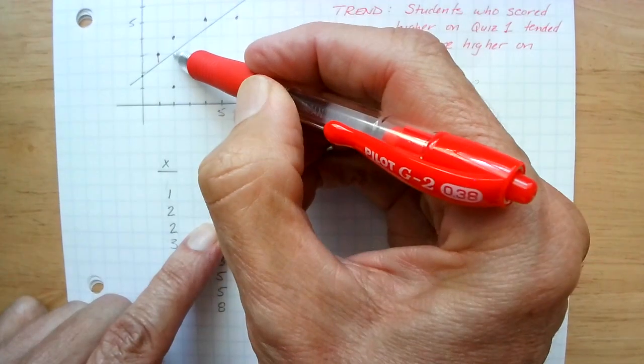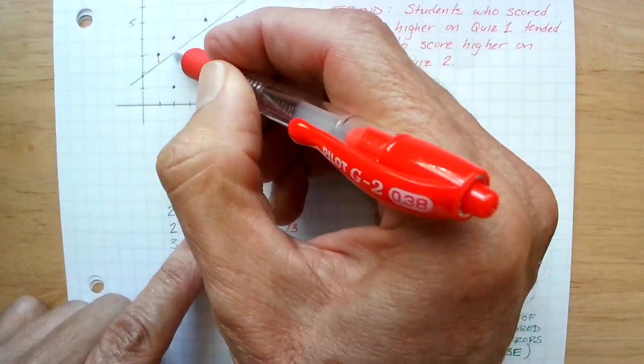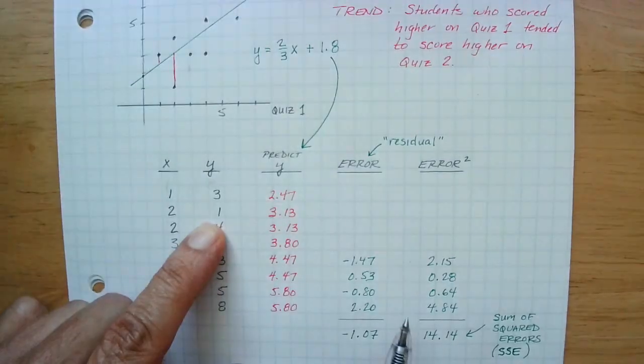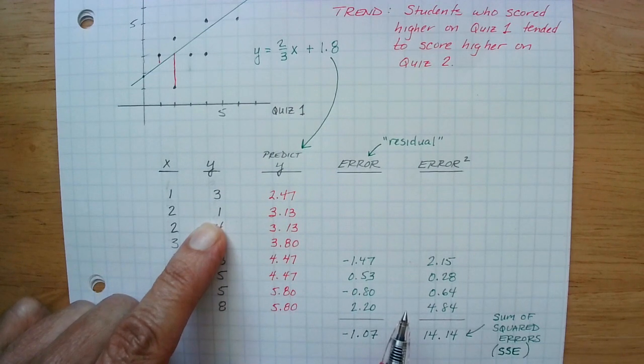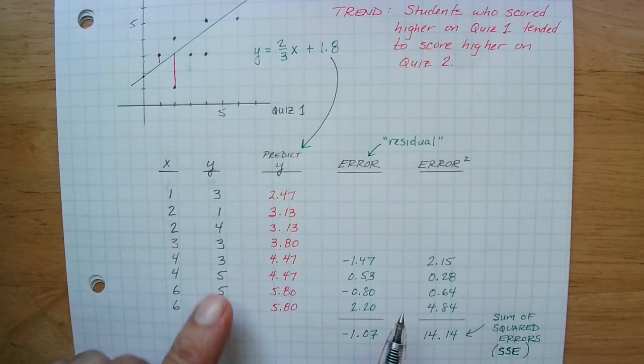Well, my line's saying the answer should be 3.13, and there's a little bit of error, well, actually quite a bit of error right there. So each spot on the line is going to be off from the actual data point. And so we have to assess how much error we have.